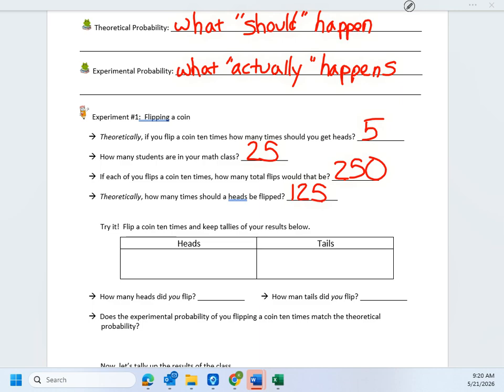All right, so flip your coins 10 times, marking a tally mark for the heads and for the tails. When you are all done, you can bring the penny back up front. Record then how many flips you had of heads and how many of tails.